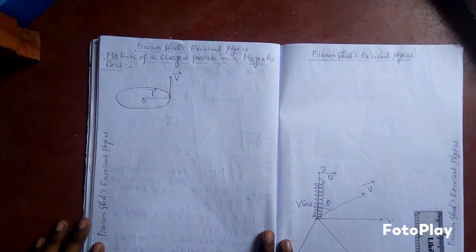Today my topic is about the motion of a charged particle in a magnetic field. Here we consider the particle moving at right angle to the field.